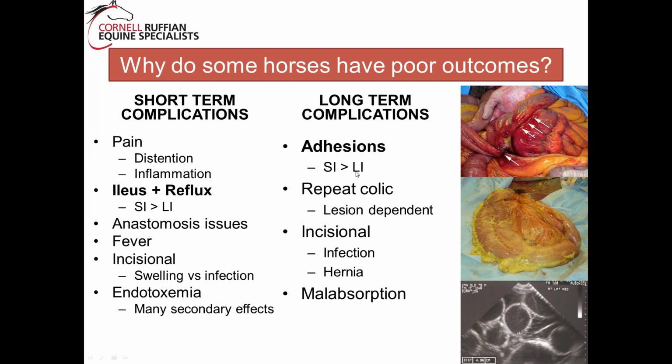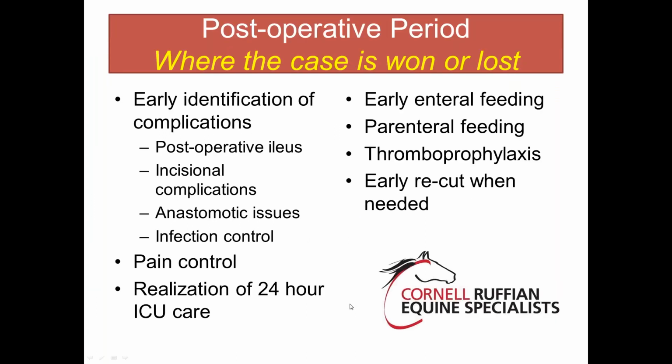Long-term complications: you can have adhesions, which often is related to repeat colic. It really depends on what the problem was to begin with. You can have incisional problems, both infection and hernia. If you're infected, you're about 65 times more likely to get a hernia. And then if you have to take out a ton of small bowel, for example, you might have malabsorption issues.